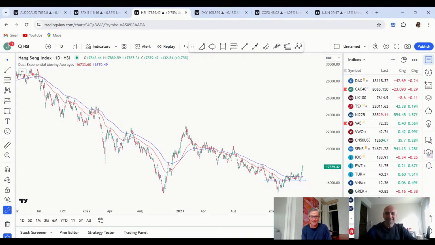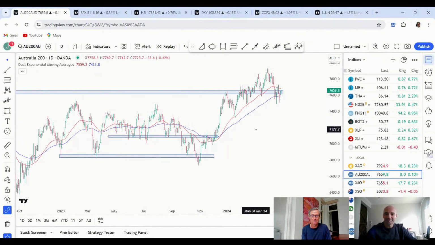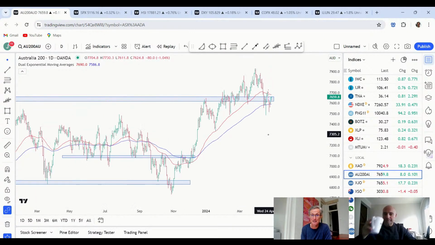And that is not the ASX. We will get to that one in a minute. This is the ASX 200 here. I'm glad that other one's not the ASX 200.